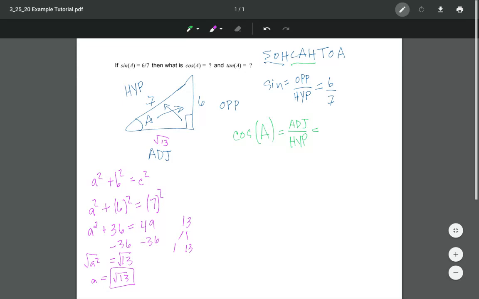So adjacent side to my reference angle is the square root of 13. And in the denominator, my hypotenuse length, which is 7. So that's my cosine of angle A. Tangent, we're going to kind of do the same thing here. So tangent of A equals, again, I'm going to look back to the top at my mnemonic device. Tangent is opposite over adjacent. So I'm going to write that in, opposite over adjacent.